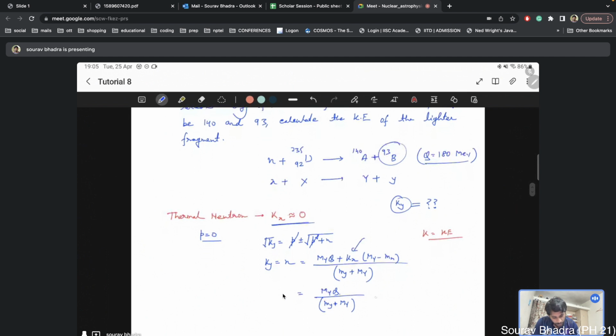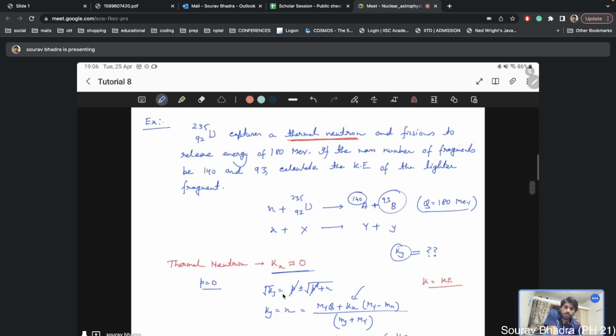So if you put the values, capital My is given, right? Capital My is 140 divided by 140 plus 93, and the Q value is given as 180 MeV. So this will be the answer, which will come as 108 MeV. That means the kinetic energy of the lighter element, that is Ky, is 108 MeV. Okay.